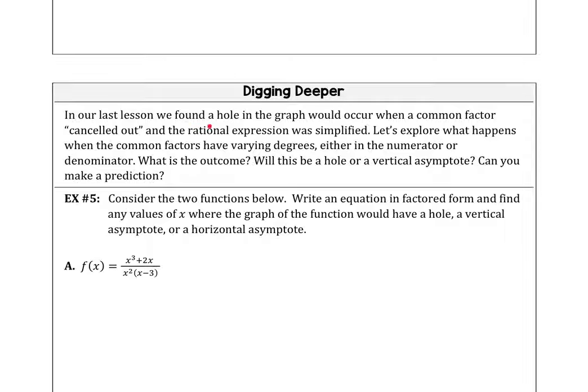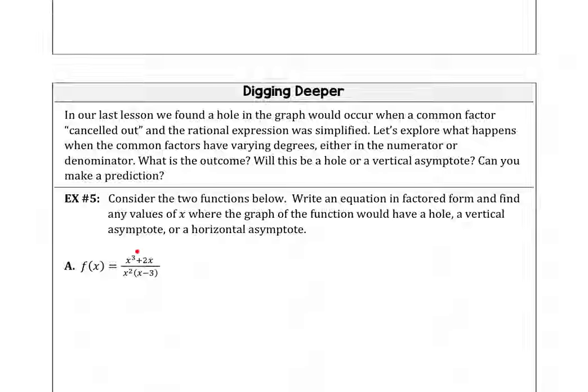In the last lesson, we found how we could find a hole in the graph if common factors canceled out. But in this lesson, we're going to explore what happens when the common factors have different degrees, either in the numerator or the denominator. We saw a little bit of that in the earlier lesson. We want to clarify whether we would have a hole or a vertical asymptote, and how would you be sure?